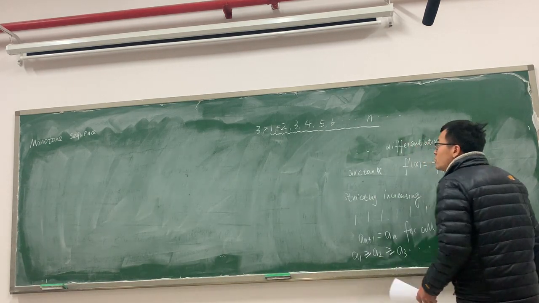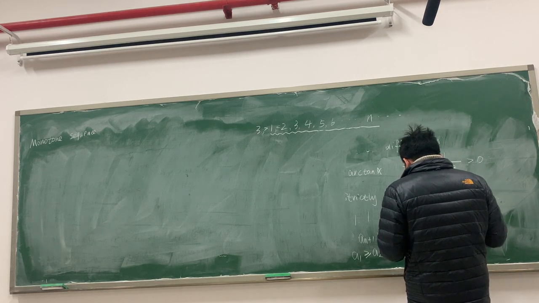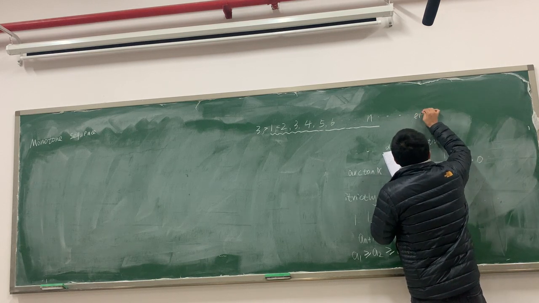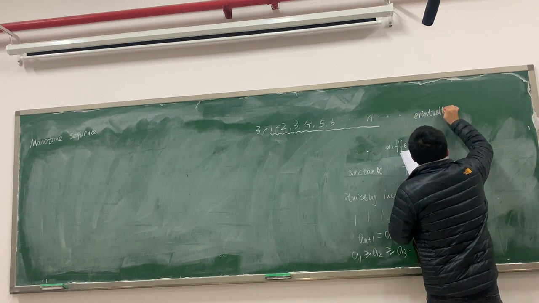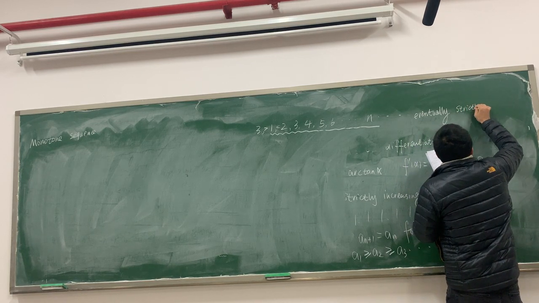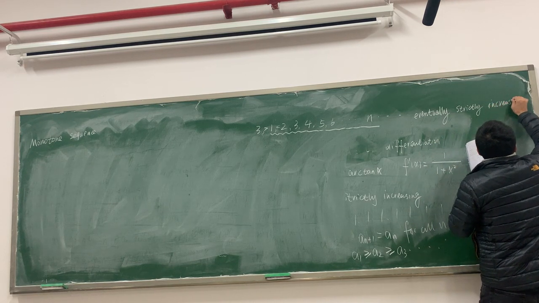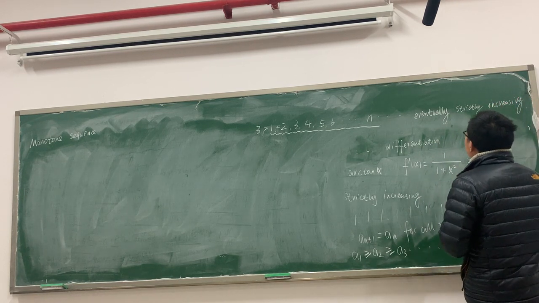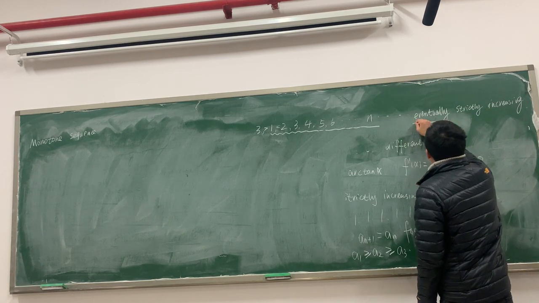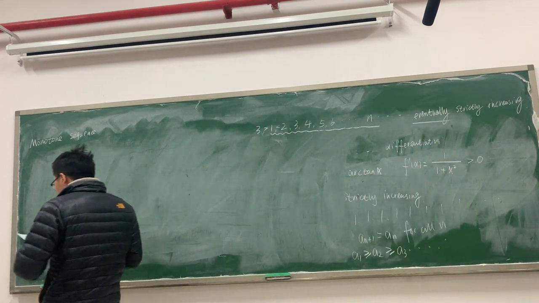We just look at the following part. For this case in mathematics, we call it eventually strictly increasing. So here we have the word "eventually", and we should give the definition.